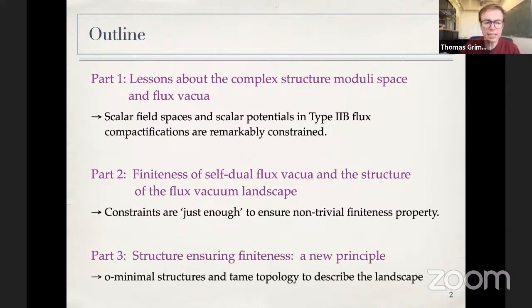And finally, in the last part, I will be motivated by the fact that this very non-trivial proof of this finiteness statement uses some rather exciting mathematical technology. And I will suggest that this new technology could find its way into various different parts of the landscape or the studying of string theory, effective theory.